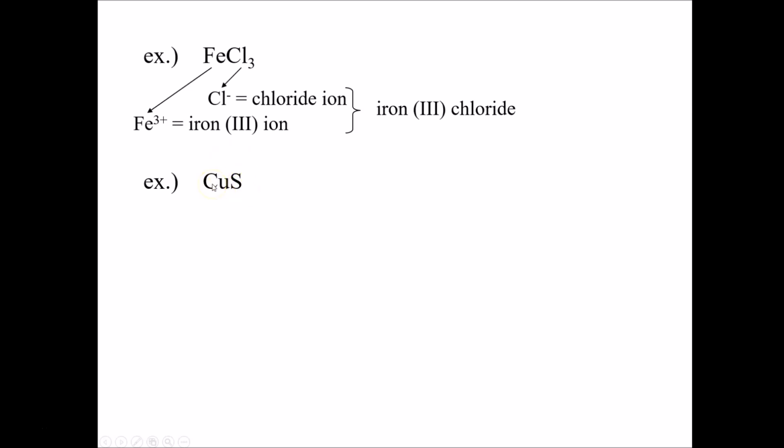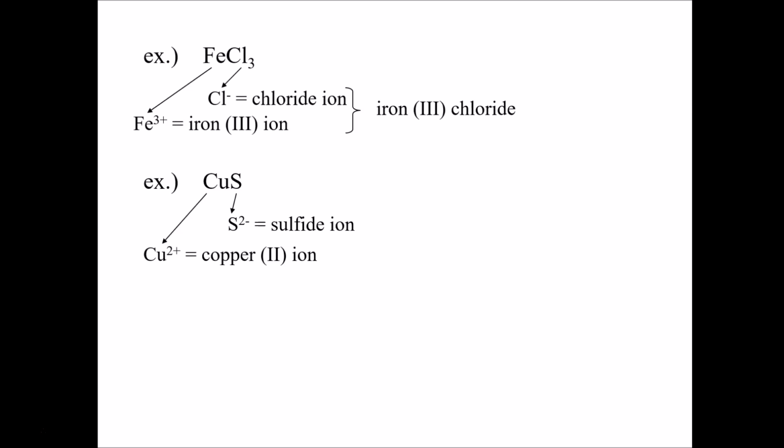Well, if you work backwards, then Cu must have been a +2 charge to balance out the -2 from the S. So this is going to be Roman numeral 2 after the copper, because I figured out that it must be +2 to go along with the sulfide that was -2.